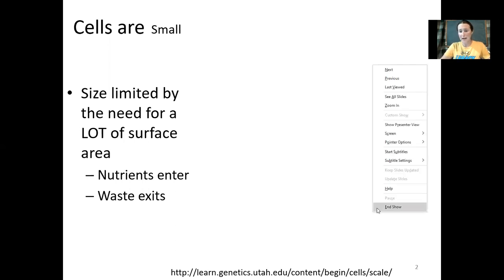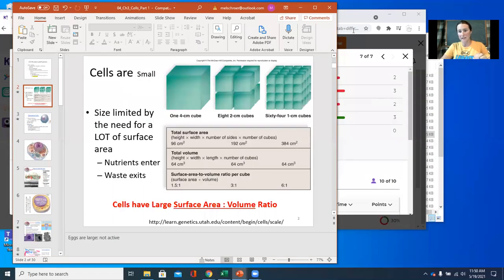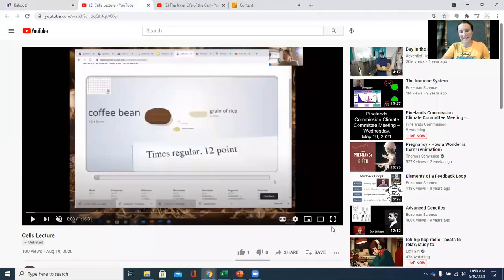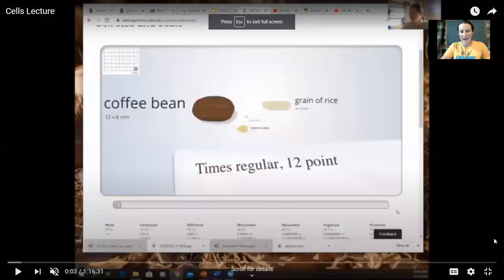And to really drive home just how small these things are, I have a simulation to show you. Unfortunately, Flash Player is no longer supported, so I can't show you this in real time, but this is a recording of me doing this before. What we have here are some things that we are used to seeing, right? So this here is the text on a piece of paper. This here is a coffee bean, right?